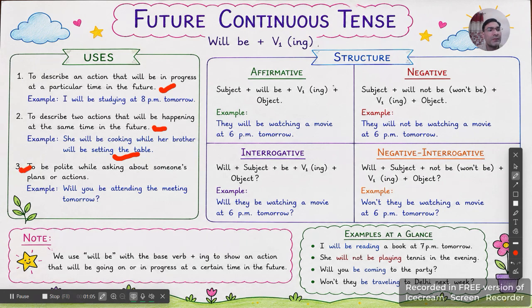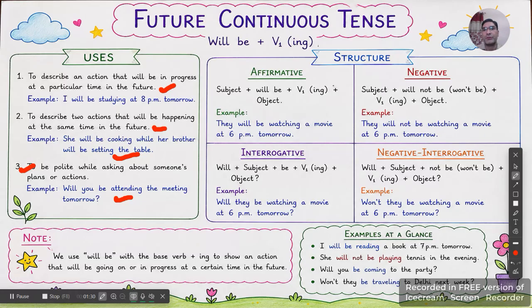The third use is to be polite while asking about someone's plans or actions. If you're asking someone's plans or actions, there we will use future continuous tense. So what will the sentence be? Will you be attending the meeting tomorrow? Right? So these are the three uses of future continuous tense.